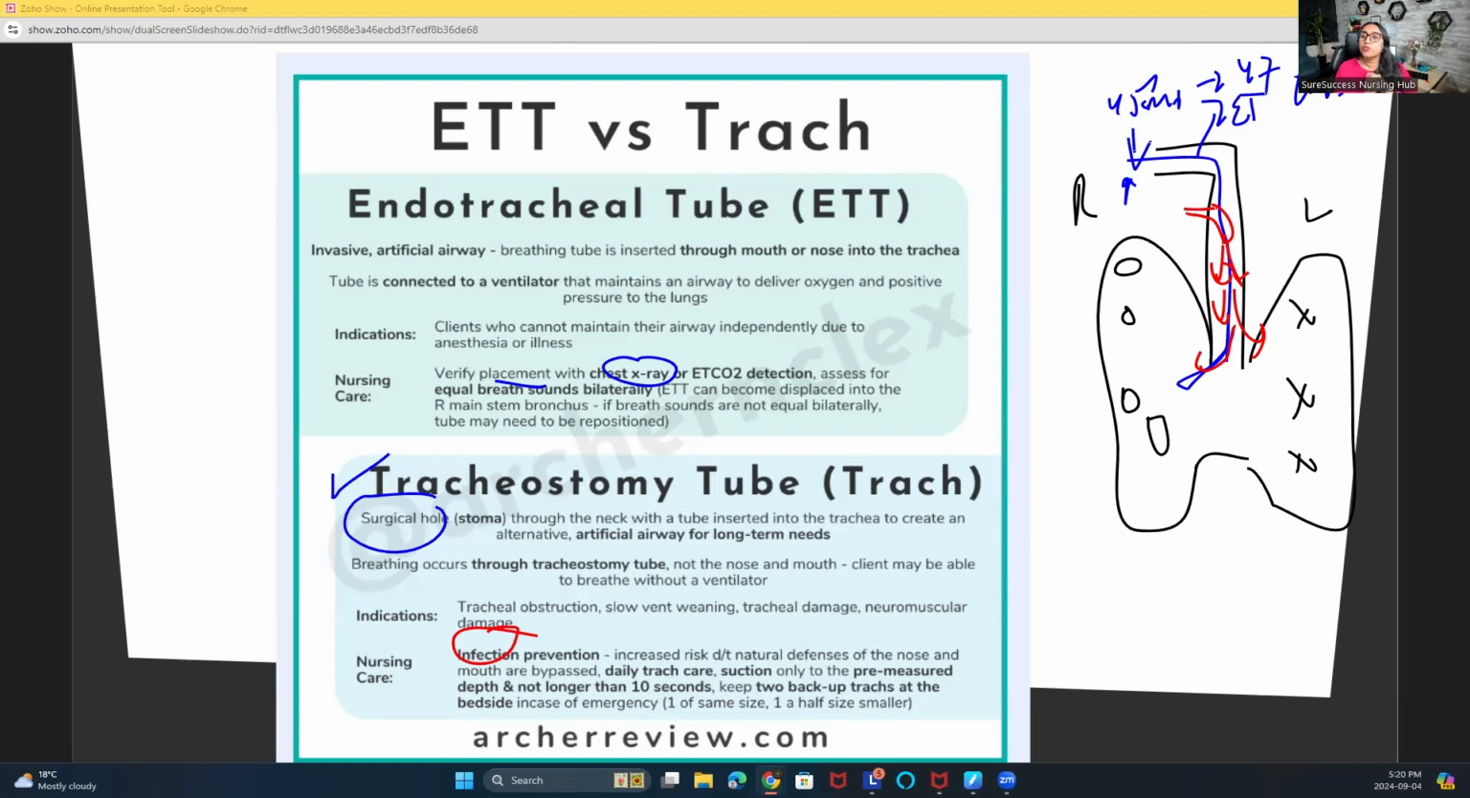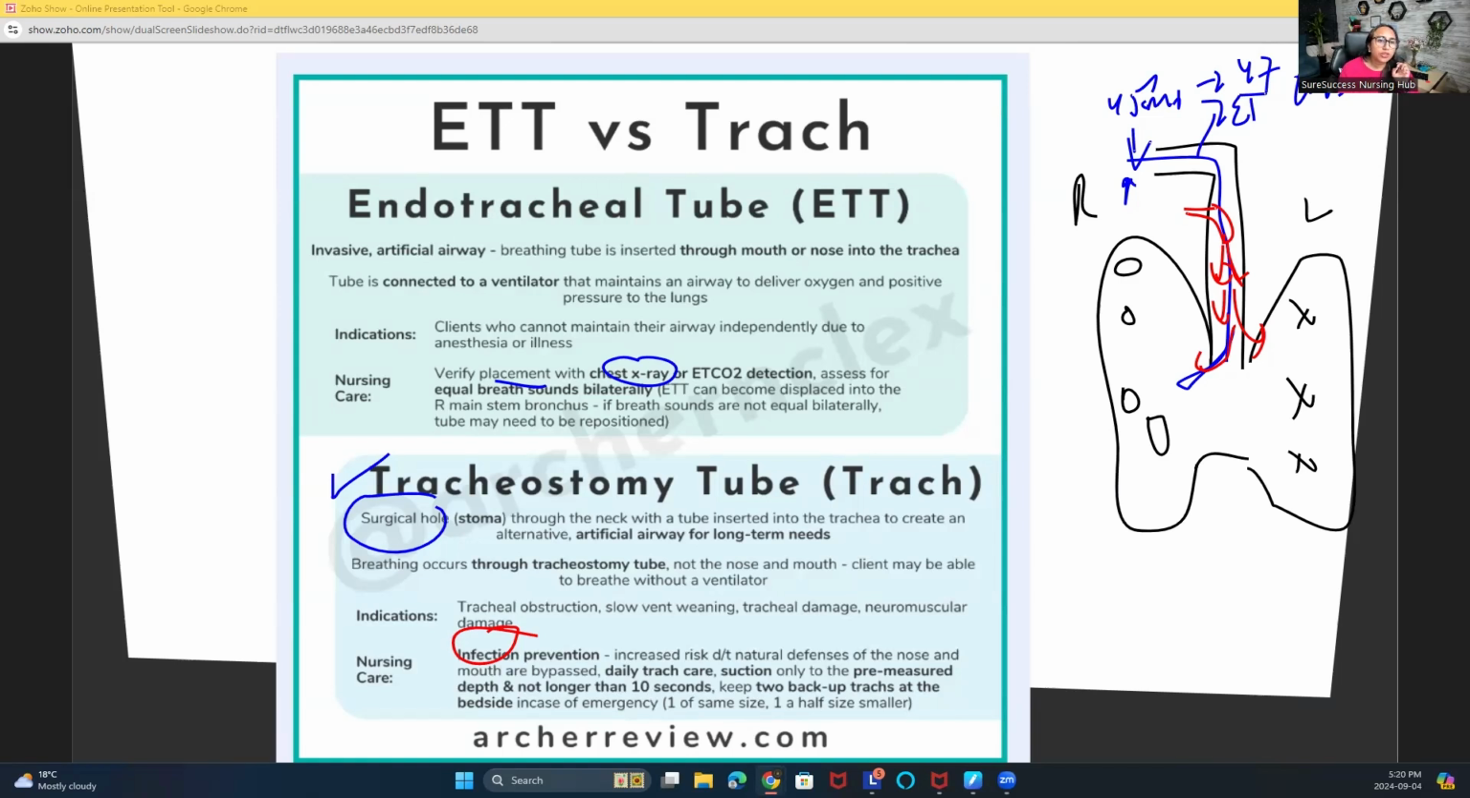And in case we want to take out the secretions, always make sure you do the suctioning. Okay, make sure you are not doing the suctioning for too long. I will teach you later. Not more than how many seconds? 10 seconds. Okay.